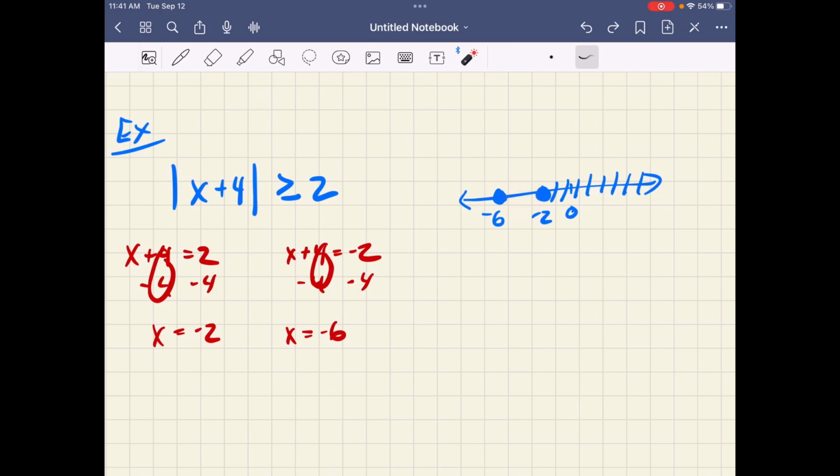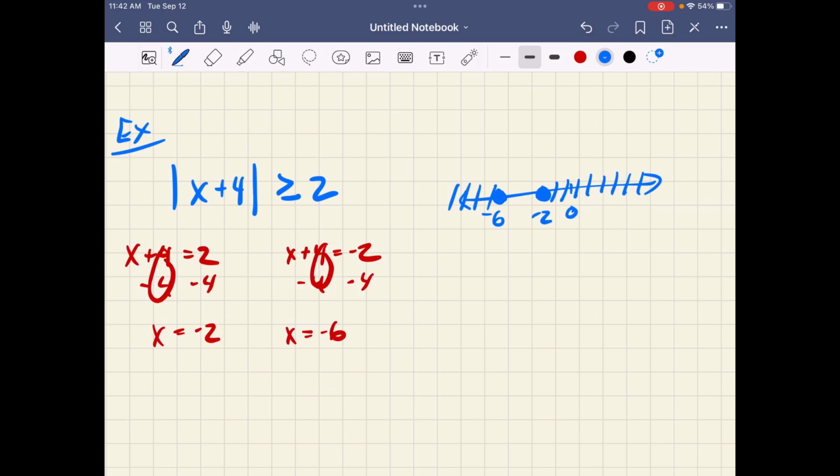All right, now the last thing to check, we'll call negative 8. Negative 8 plus 4 is greater than or equal to 2. Negative 8 plus 4 is negative 4. Absolute value of negative 4 is 4. So I got 4 is greater than or equal to 2. That is a true statement. So I do want to include these points right here in my answers. So the only thing I don't want is between there.